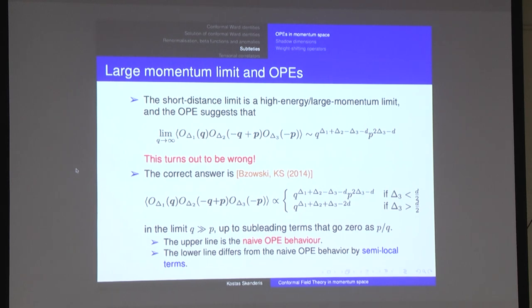But this turns out to be not correct. The correct answer is given in this expression. So that depends on what is the dimension of the third operator. In the majority of cases, this would be the wrong answer. This answer is correct only if the dimension of the last operator is less than d over 2. There are still a few dimensions above the unitarity bound that satisfy that, but very few; the majority of cases fall into the second case. Well, the behavior is dominated by the momentum which we send to infinity. It's just that momentum. Now, if I keep going further down, to subleading terms, I will find that term. This is the first non-analytic term, where all the other ones are kind of semi-local.